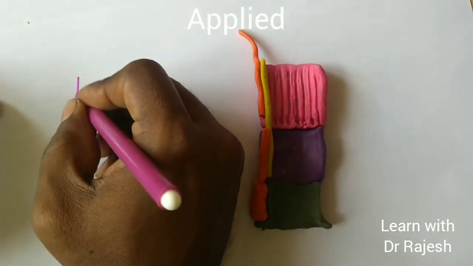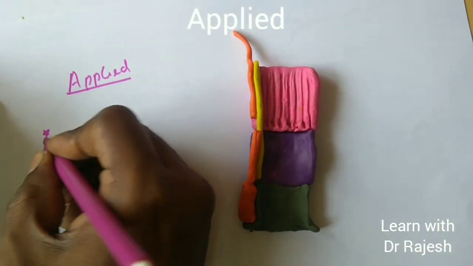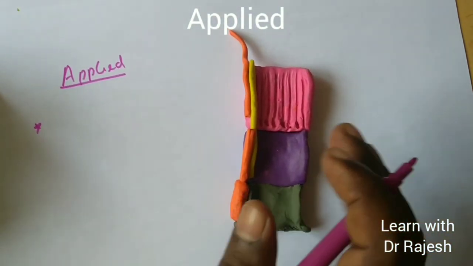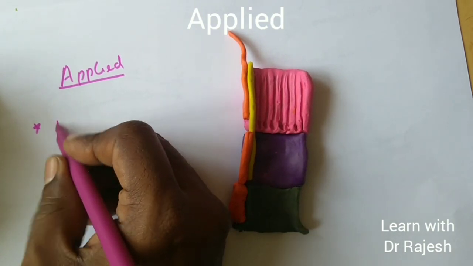Now coming to the applied importance. First we'll study the first applied importance, which is related to the mucocutaneous line, which is the pectinate line.